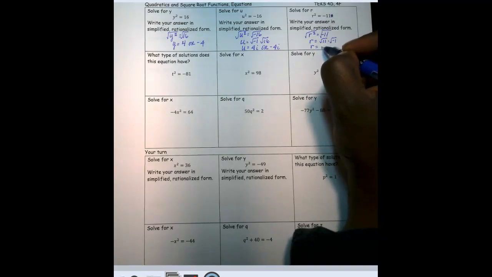I think I printed this wrong. This i is not supposed to be here, so let's cross that out. And we've got to take the square root of both sides. It's r is equal to the square root of 11 multiplied by the square root of negative 1. So that's where that i came from. So our answer would be r is equal to i times the square root of 11 or negative i times the square root of 11.